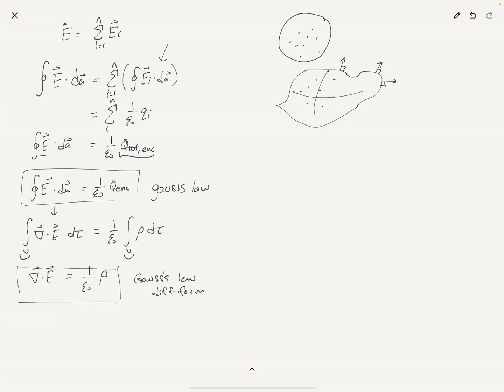Depending on the circumstances, it might be beneficial for us to look at Gauss's law in terms of the integral or the divergence form, and we should be able to be comfortable switching back and forth between the two.